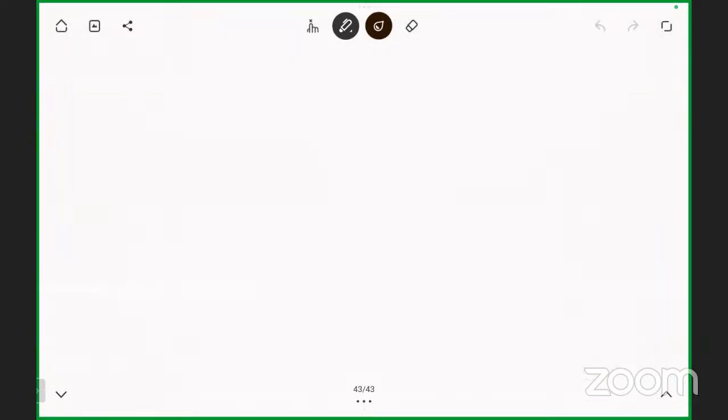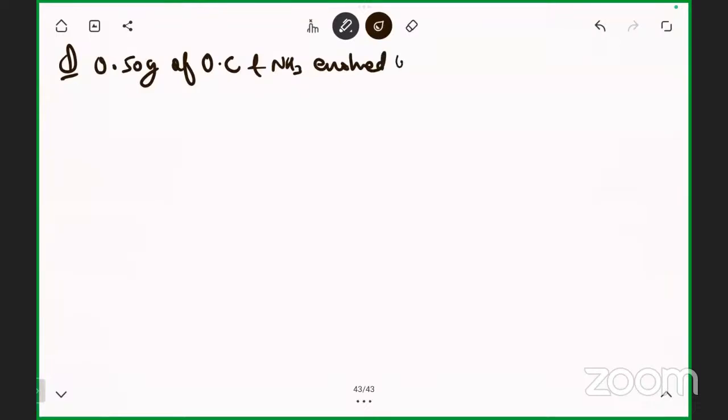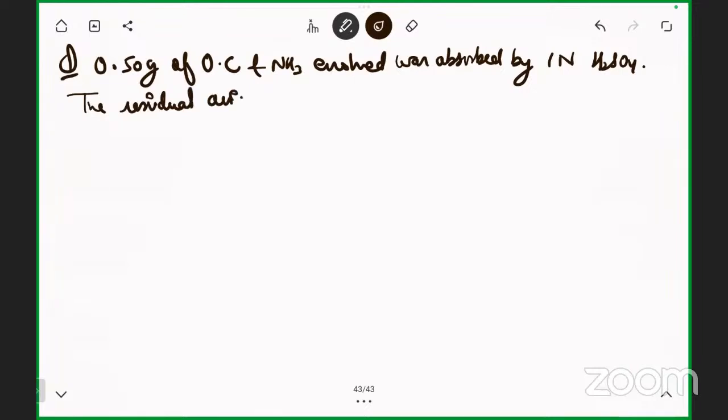Let's do one more numerical based on normality. Question: 0.50 gram of an organic compound is taken and by Kjeldahl method, the NH3 evolved was absorbed by 1N H2SO4. The residual acid requires 60 cm³ of N/2 NaOH.